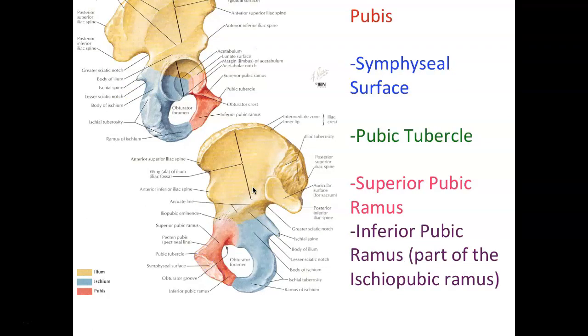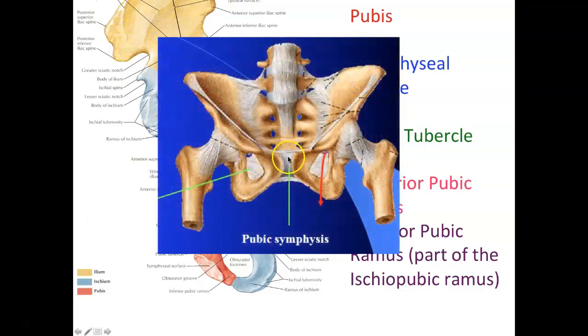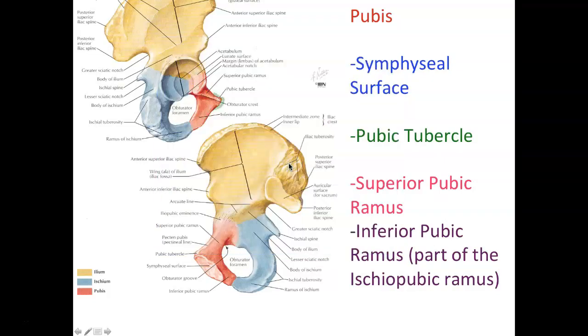Now, if you look above that area, here's your pubic symphysis, and you can see we have a ton of ligaments holding that in place as well. Moving on to our next term, the pubic tubercle. If you look at the symphyseal surface and look right above it, there's a sharp bump here, and that is called your pubic tubercle. You can see that on the lateral view as well.